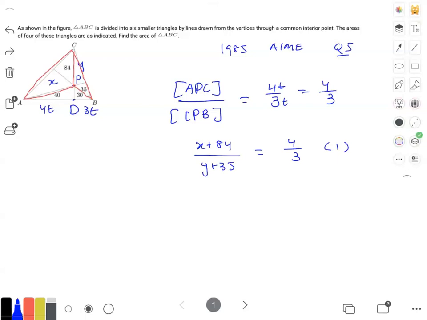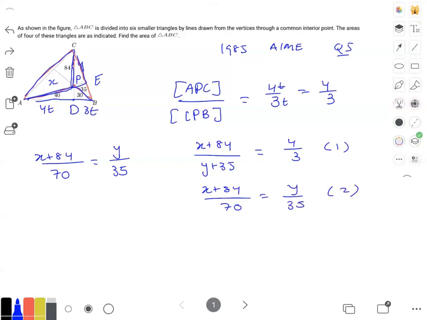Let's hunt for more equations, I guess. So another one we can use is, if we look at APC and APB, we can again use this kind of ratio. So x plus 84 over 40 plus 30, which is 70. This is going to be equal to the area of CPE, which is y, to the area of PBE, which is 35. Again, just following what we did similarly. So x plus 84 over 70 is equal to y over 35, labeled as equation 2.